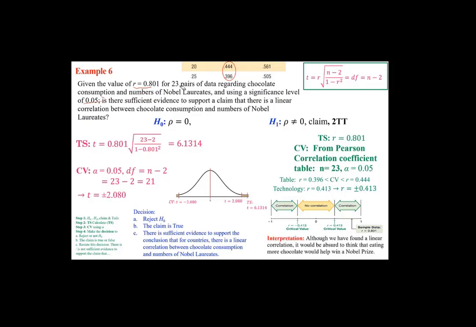And so, we shouldn't, of course, forget the following. Although we have found a linear correlation, it would be absurd to think that eating more chocolate would lead to winning a Nobel Prize, because that was the idea behind the two pieces of data. And the thing is, you can always find a correlation, but it may not mean anything, one may not cause the other. It's important to understand that. Okay, and so it is the test of hypothesis that is important to understand what it tells us.